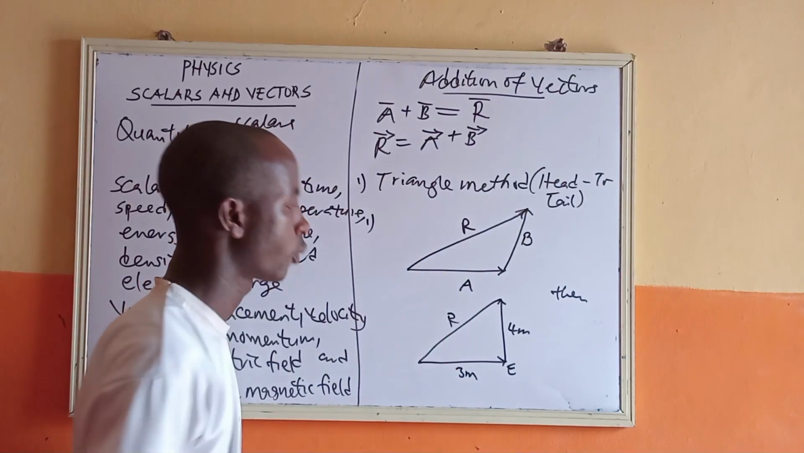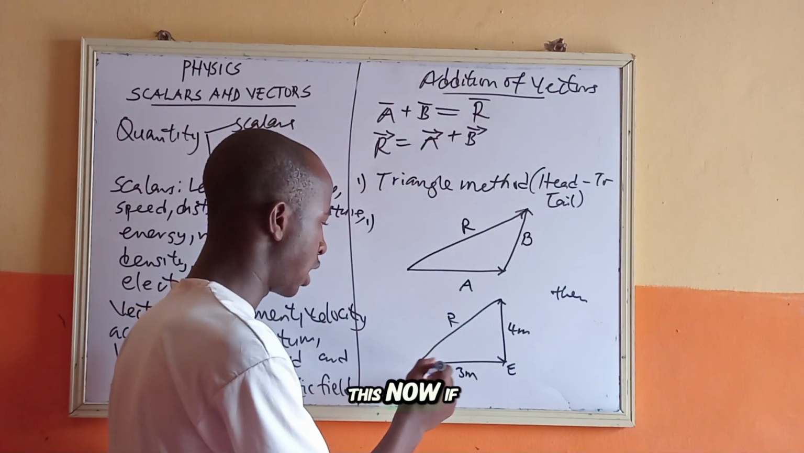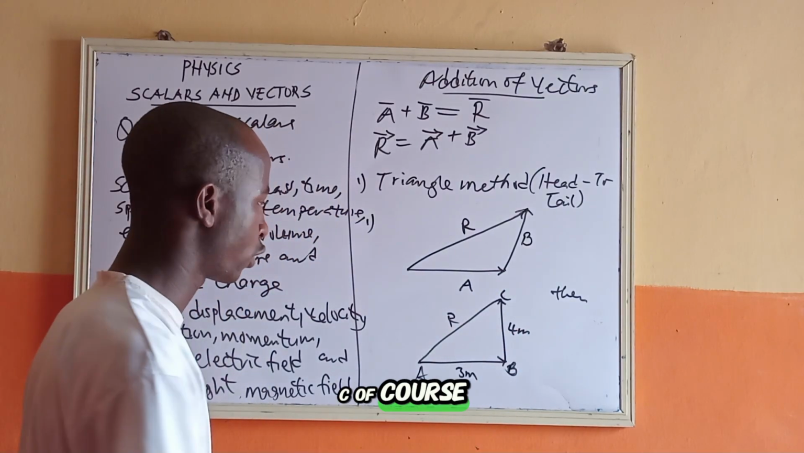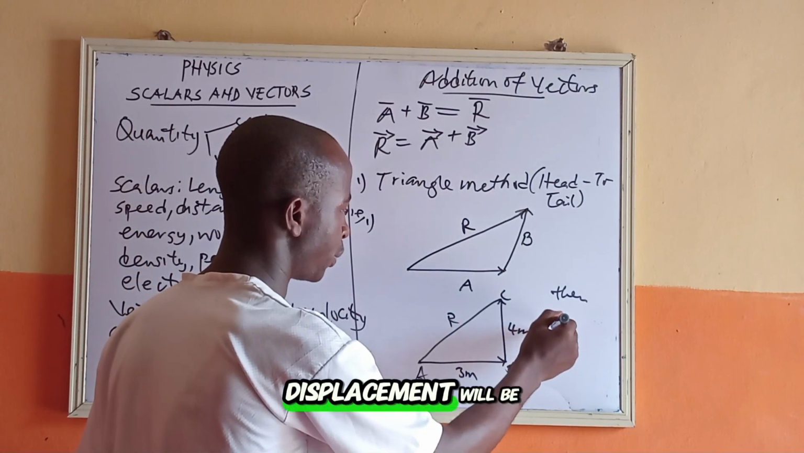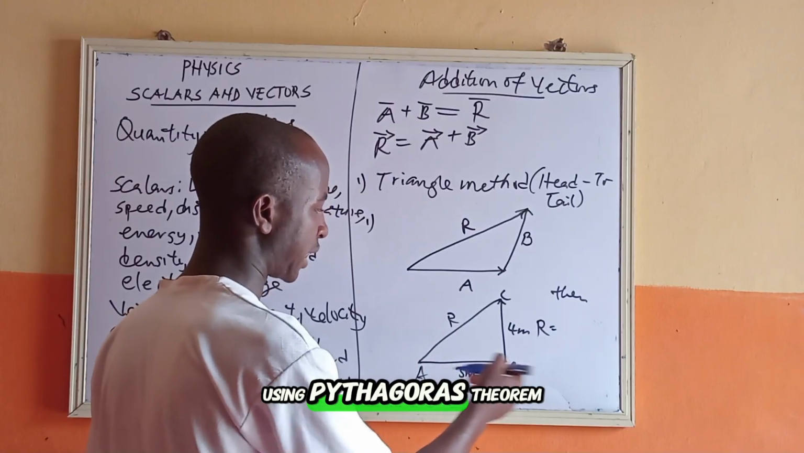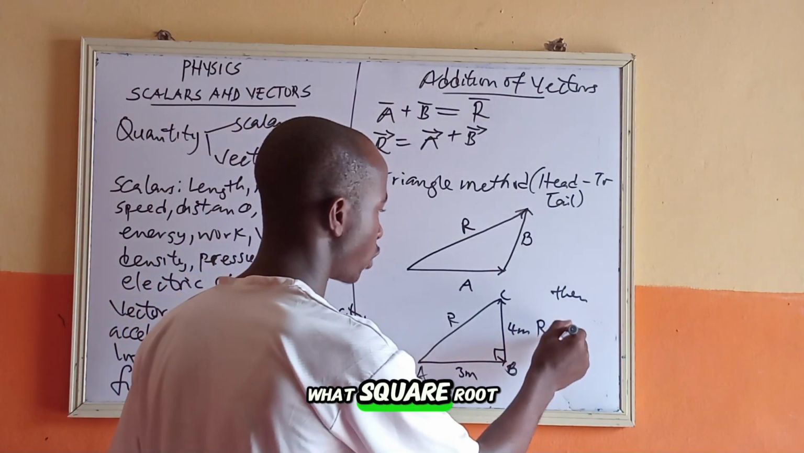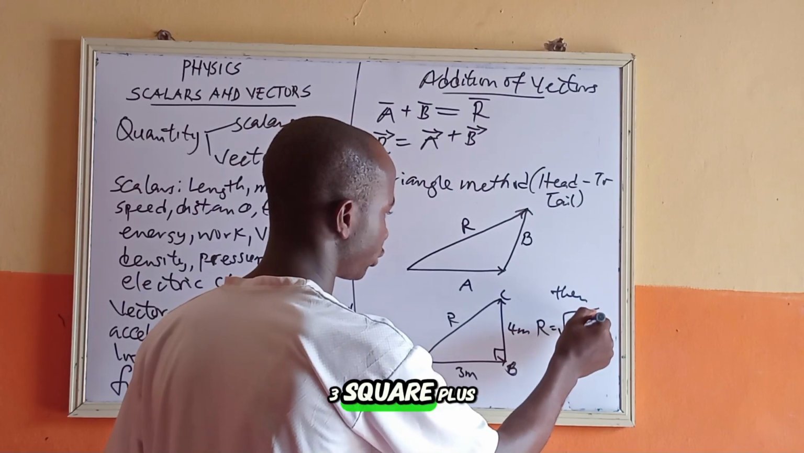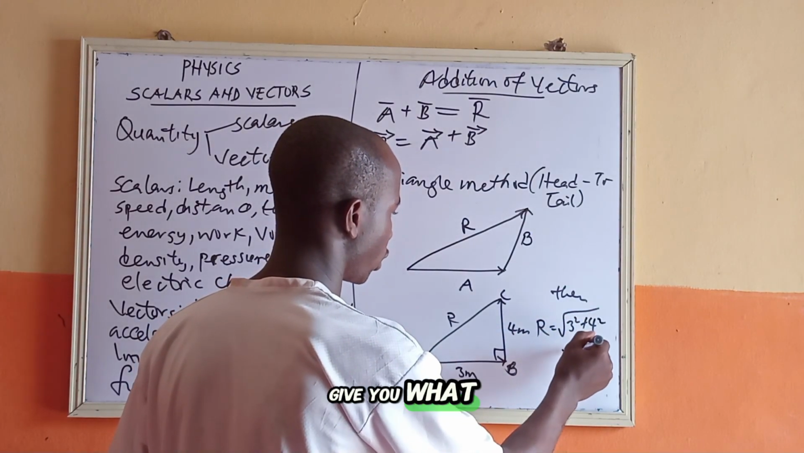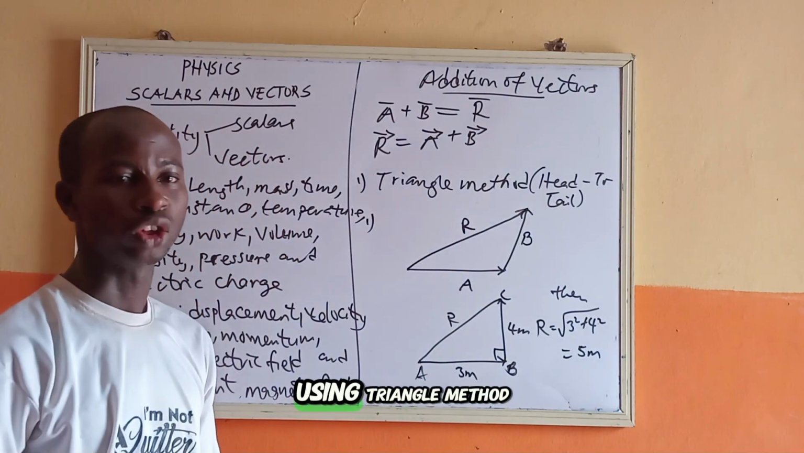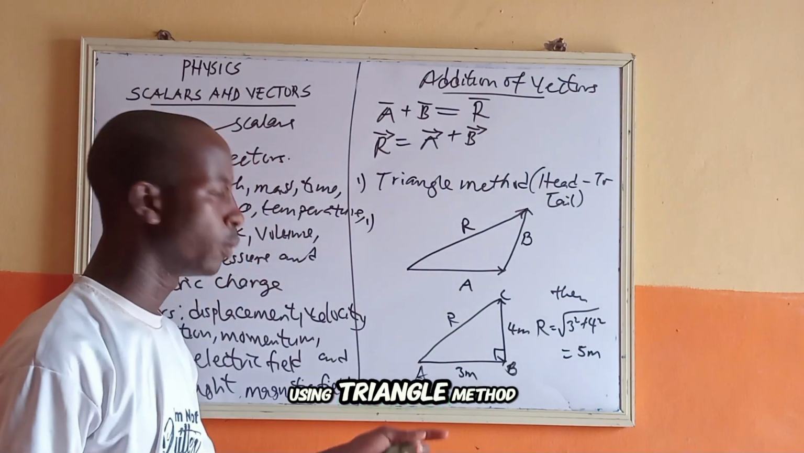So this will be your displacement, which is our R. According to this, if you have A, B, C, your resultant displacement will be found using Pythagoras theorem, because this is 90 degrees. So you'll have the square root of 3 squared plus 4 squared, which gives you 5 meters. That is how to find that using the triangle method.